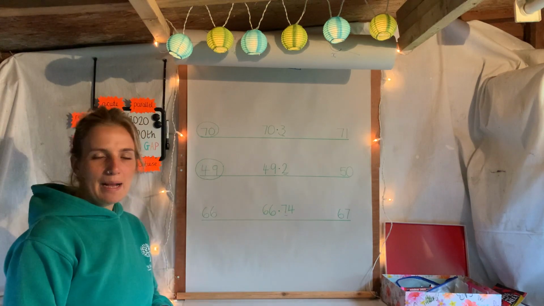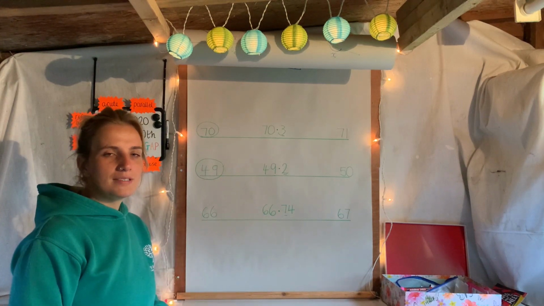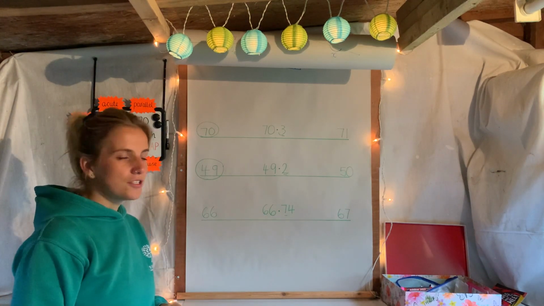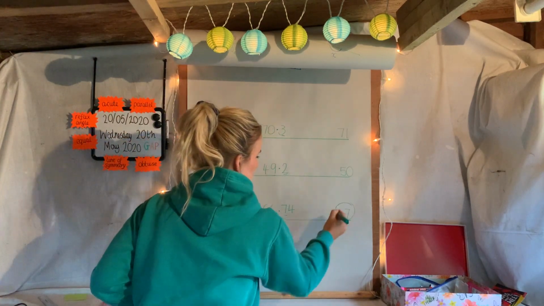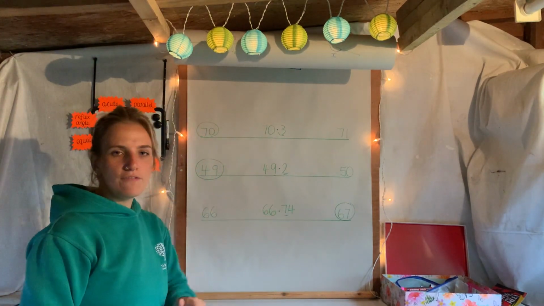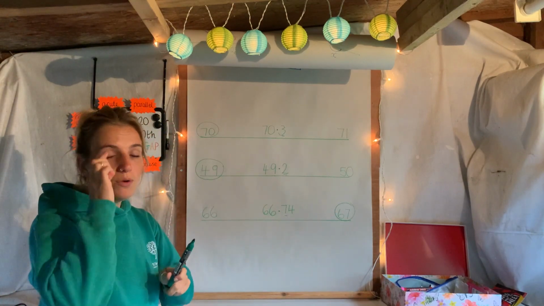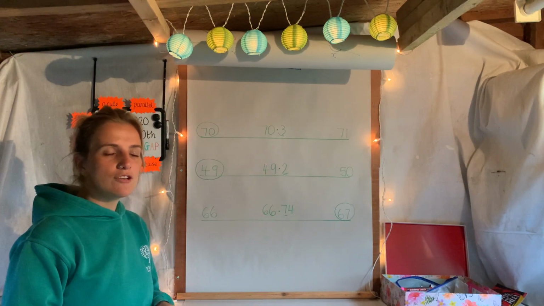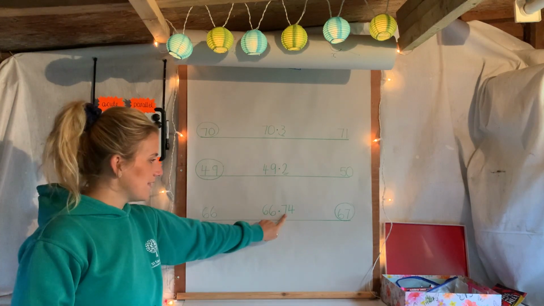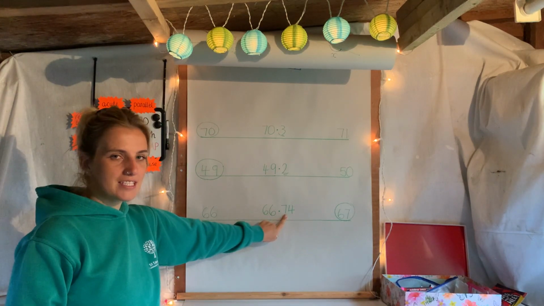Then my 7, am I rounding it up or am I rounding it down? Super, I round it up, and therefore 66.74 to the nearest whole number is 67. What would happen then if I asked you to do it to the nearest 1 decimal place? That means 1 number after the decimal point.